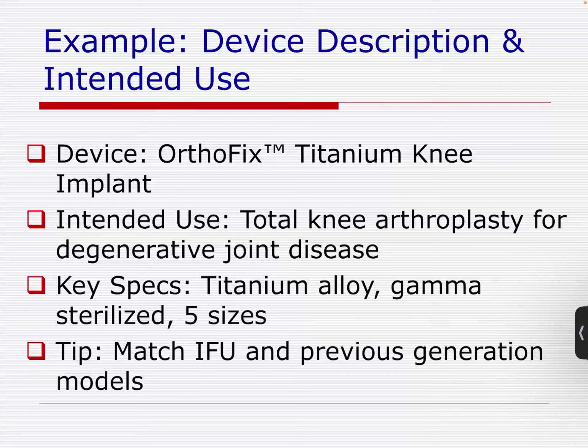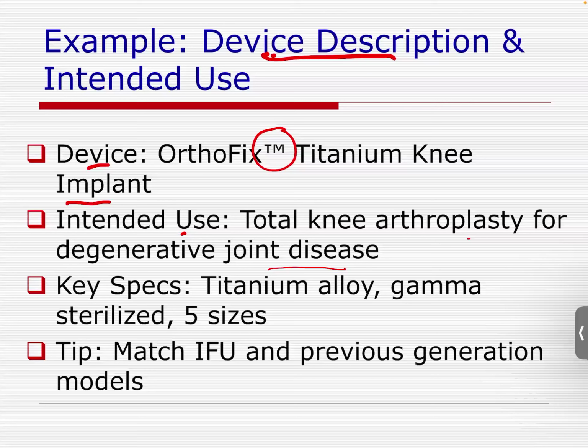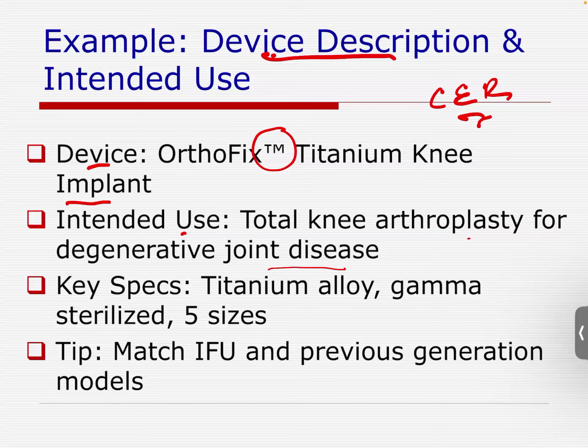This is the device description and its intended use. So the device can be Orthofix, just as an example, and it will always be written as a trademark type of thing. Titanium knee implant. So intended use: total knee arthroplasty for degenerative joint disease. This is in a very minimal way, right? So this is how the report will look.